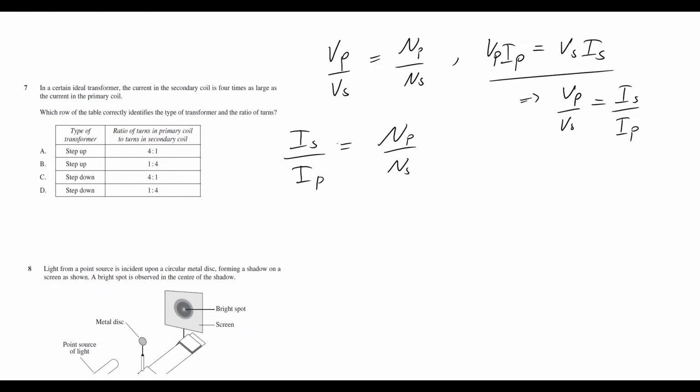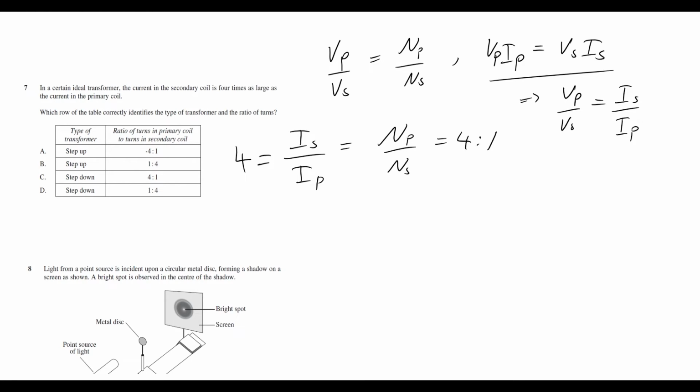Okay, and so now we have that. Let's quickly reread that question. It says the current in the secondary coil is 4 times as large as the current in the primary coil. So that essentially means Is over Ip is equal to 4. And if Is over Ip is equal to 4, then the number of turns in the primary over the number of turns in the secondary coil is also equal to 4. So that means this must be in a ratio of 4 to 1. Looking at this, it says ratio of turns in primary coil to turns in secondary coil. So it's now 4 to 1.